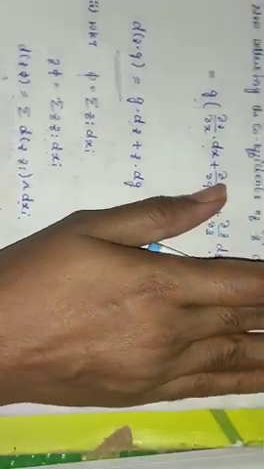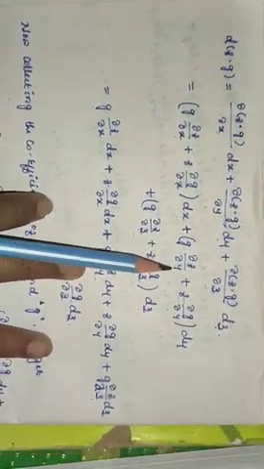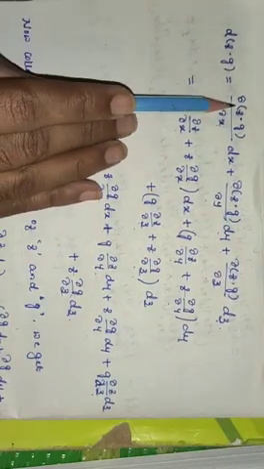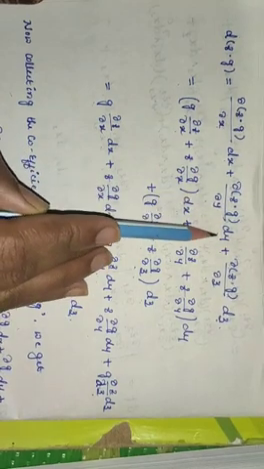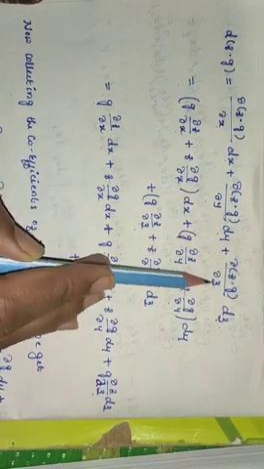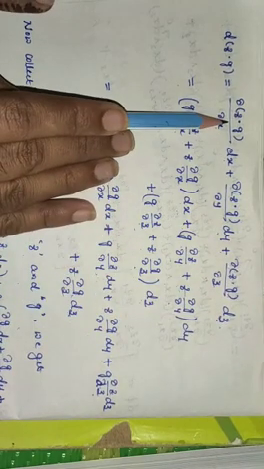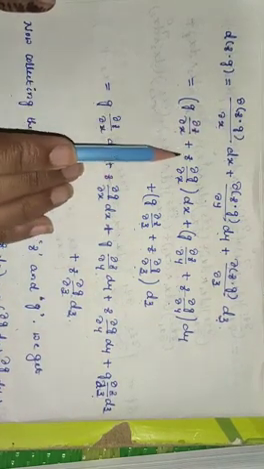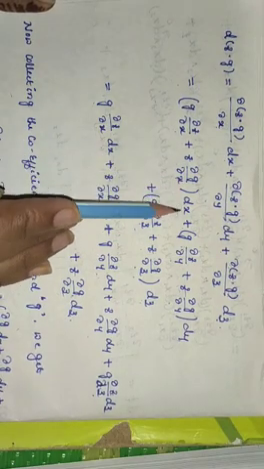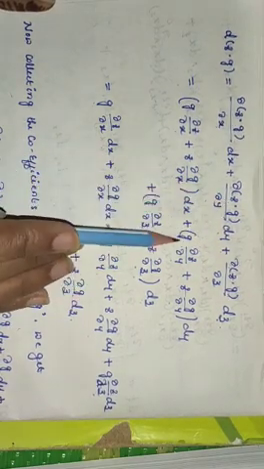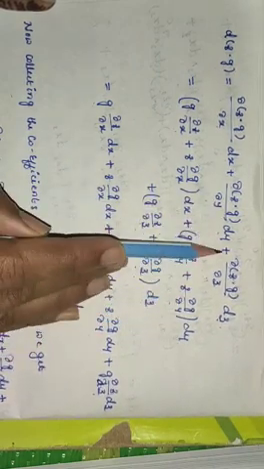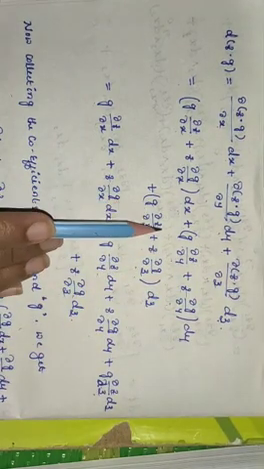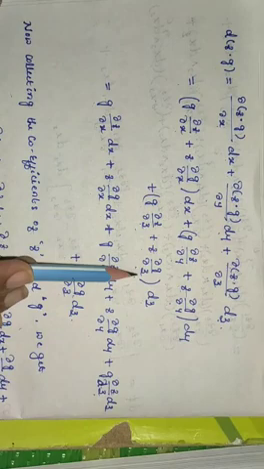Similarly, now we have to write d of f into g. Again we write d of f into g as del of f into g by del x into dx plus del of f into g by del y into dy plus del of f into g by del z into dz. Now differentiate this, we get g into del f by del x plus f into del g by del x into dx plus, again differentiating, g into del f by del y plus f into del g by del y into dy plus, again, g into del f by del z plus f into del g by del z.